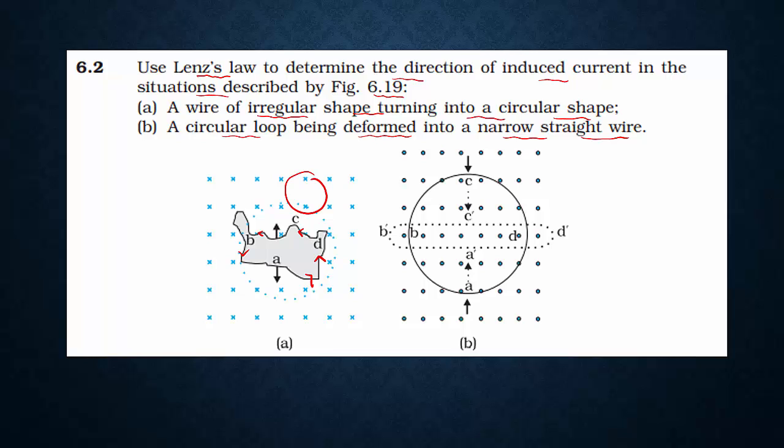Here, a circular loop is being deformed into a narrow straight wire. As the circular loop is being deformed into a narrow straight wire, its area decreases. When the area decreases, the magnetic flux linked with it also decreases.